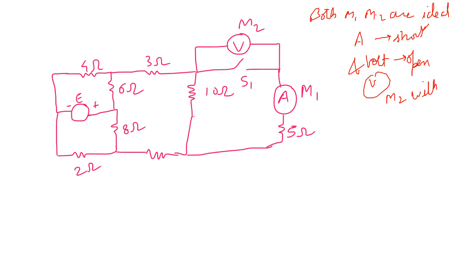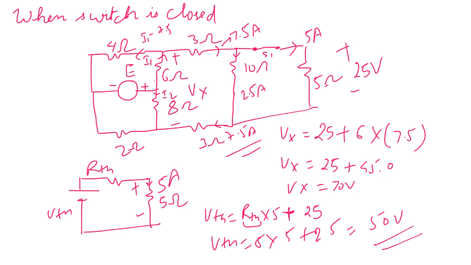Say the first case is S1 is closed. When S1 is closed, the voltmeter will be bypassed, because it will have zero resistance. So the circuit for that is given here. This is the circuit that will be formed. Now he has given that 5 amps of current is flowing, so that 5 amps is flowing here.